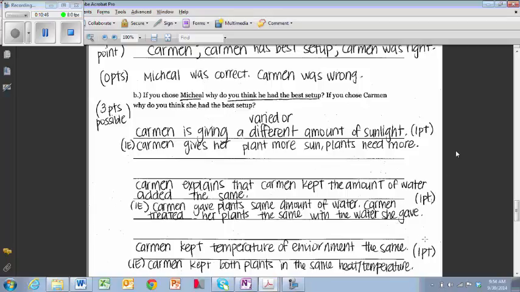If they only write something like Carmen has the best setup because she gave a different amount of sunlight, that would be awarded 1 point. And so on for the other ones. They're awarded 1 point per point that they make for this part.